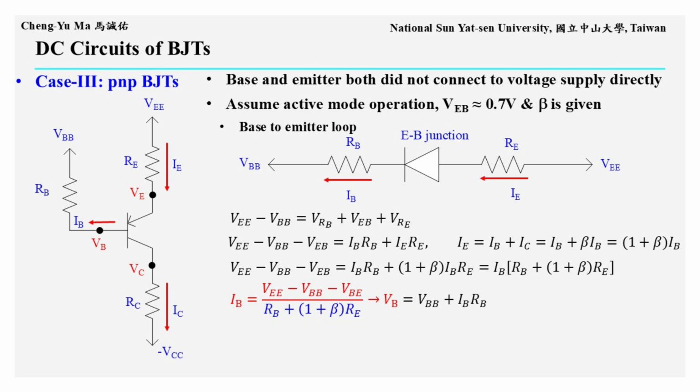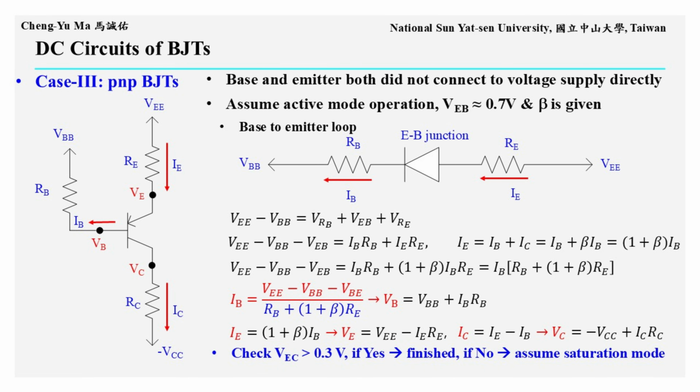Using this reflected resistance, the base current IB equals VEE minus VBB minus VEB, divided by the quantity RB plus 1 plus beta times RE. After IB is found, the base voltage VB equals VBB plus IB times RB. Next, IE equals 1 plus beta times IB. The emitter voltage can be calculated as VEE minus IE times RE, or directly as VB plus VEB.